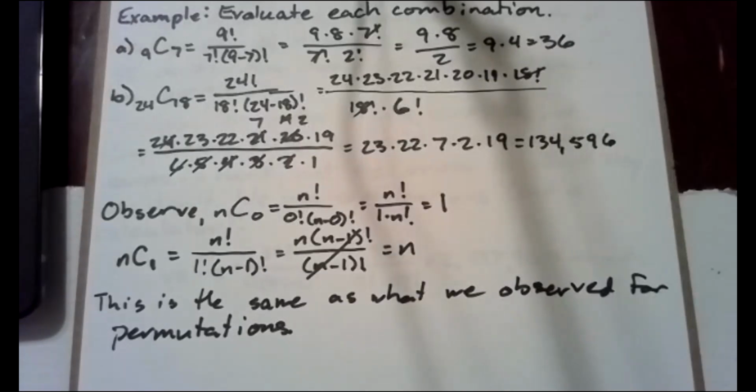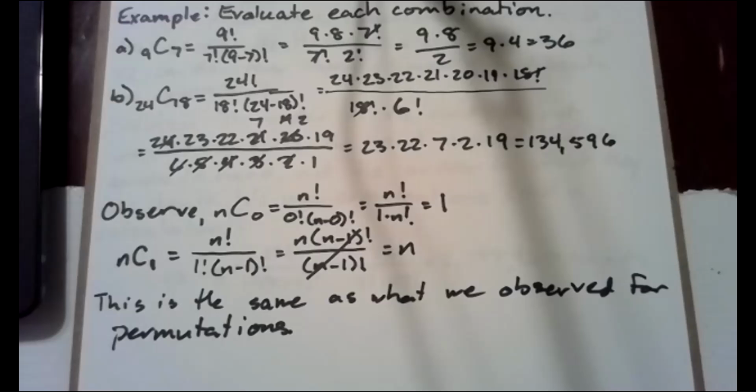Let's evaluate some combinations. 9 choose 7 is 9 factorial divided by 7 factorial times 9 minus 7 factorial. That's 9 times 8 times 7 factorial over 7 factorial times 2 factorial. Those 7 factorials cancel. We're left with 9 times 8 over 2, which is 9 times 4, which is 36.